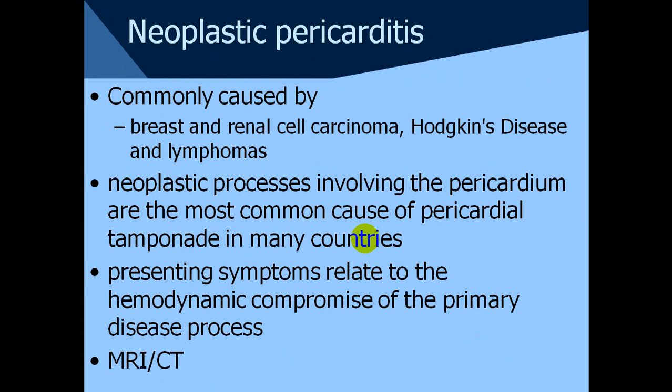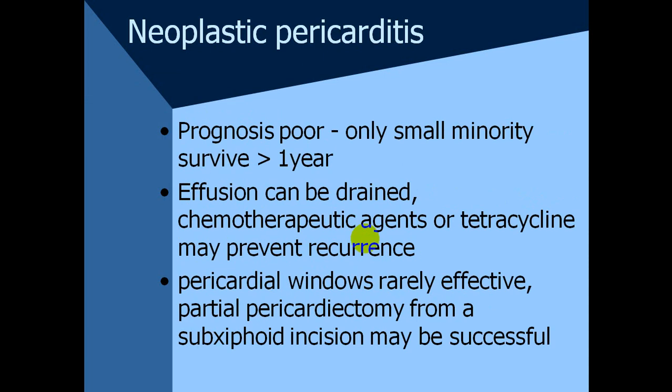Neoplastic pericarditis is commonly caused by breast and renal cell carcinoma, Hodgkin disease, and lymphomas. Neoplastic processes involving the pericardium are the most common cause of pericardial tamponade in many countries, second to trauma. Presenting symptoms are related to the hemodynamic compromise and the primary disease process. MRI and CT scan are essential for diagnosis. Neoplastic pericarditis usually has a poor prognosis due to the underlying malignancy.